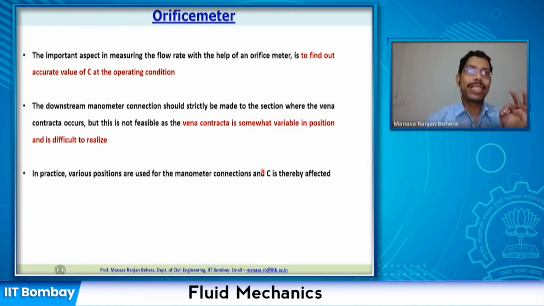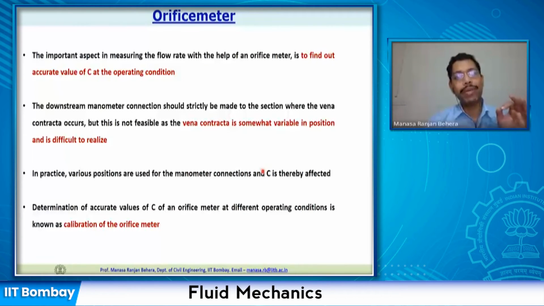In practice, various positions are used for the manometer connections, and C is thereby affected. If you are not using the correct position, the determination of the accurate value of C of an orifice meter at different operating conditions is known as calibration of the orifice meter. You can always calibrate it in the laboratory and then apply it in the field, but there are still chances of errors and variation in the values. So what we have seen is the orifice meter that is installed within a pipe to measure the flow rate within the pipe.